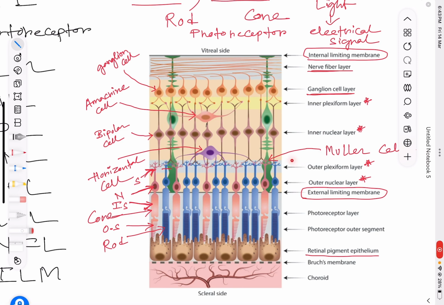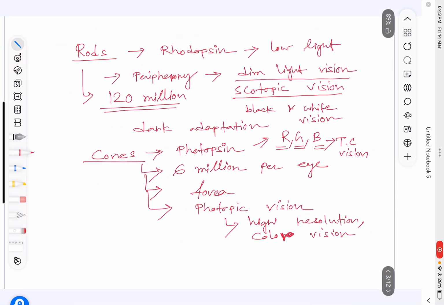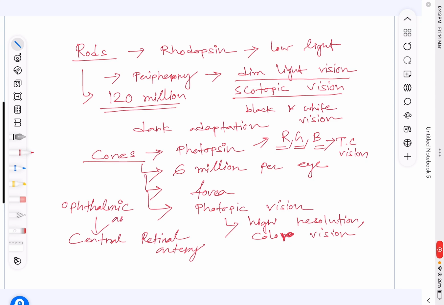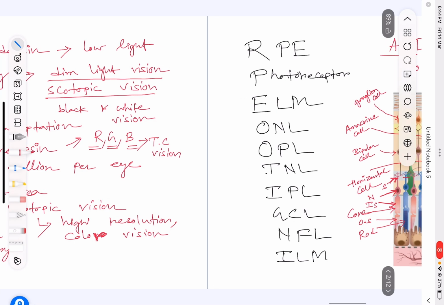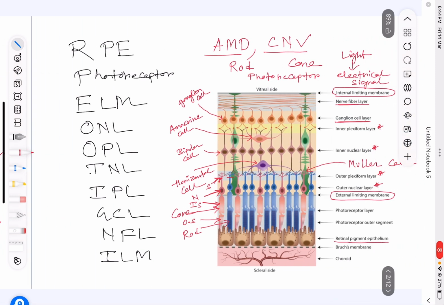Actually, this process of diffusion only works for the outer layers of the retina; they get nutrition by diffusion from the choroidal side. But the inner layers of the retina are supplied by direct blood flow. I'll write it down. The inner layers of the retina get direct blood supply via the central retinal artery, which is a branch of the ophthalmic artery. So remember this: the inner layers get supply from the central retinal artery, and the outer layers get nutrition via diffusion.